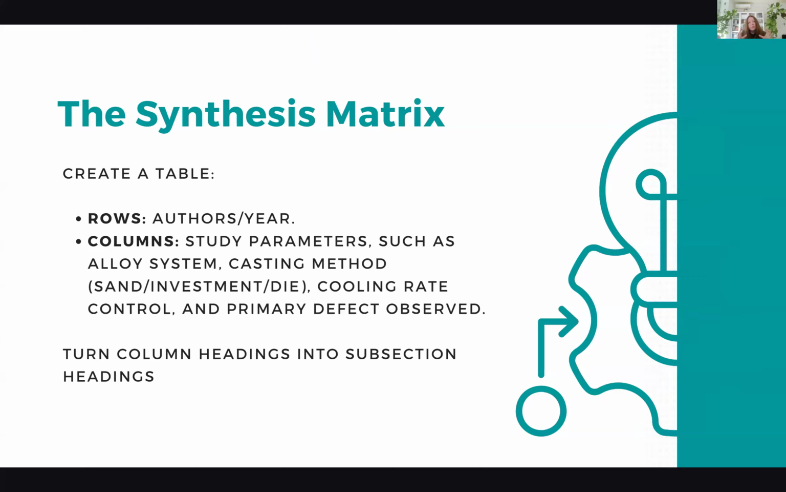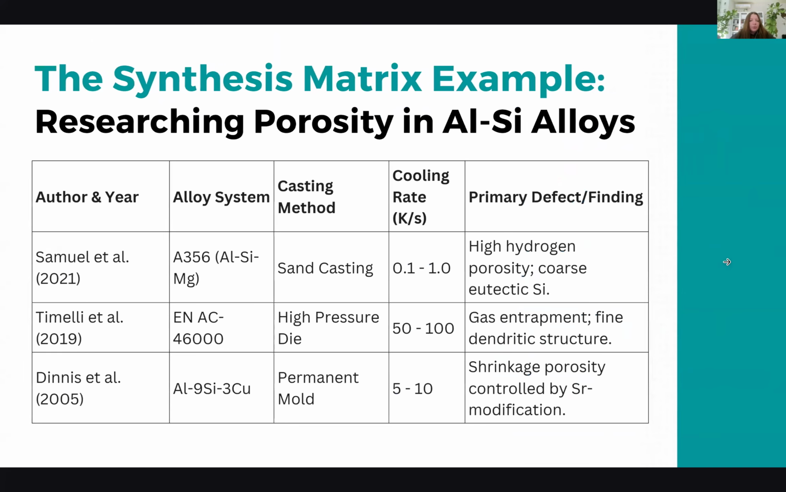So these types of matrices make your writing much easier because you already have your general idea of what your subsections should be and which sources have which data. So you can then go there and pull more information from the sources into your work. Let's look at an example.